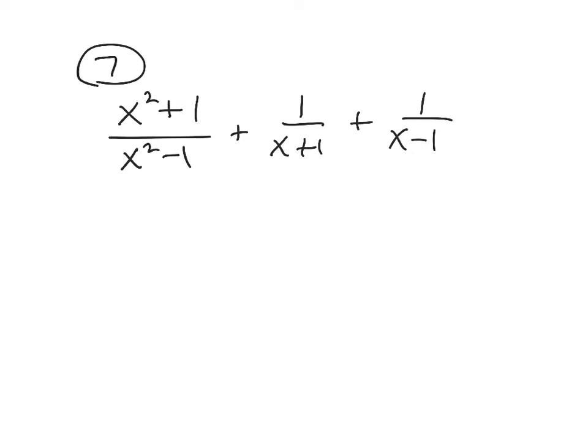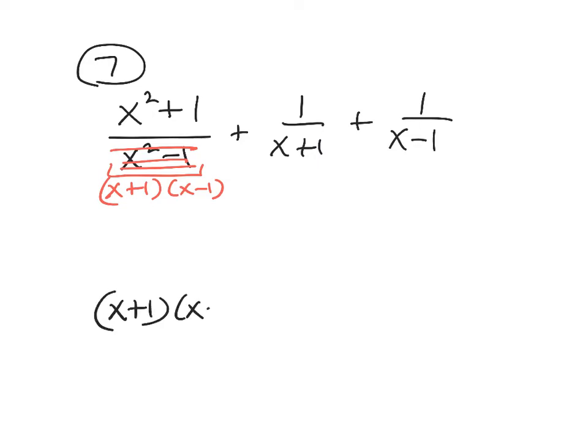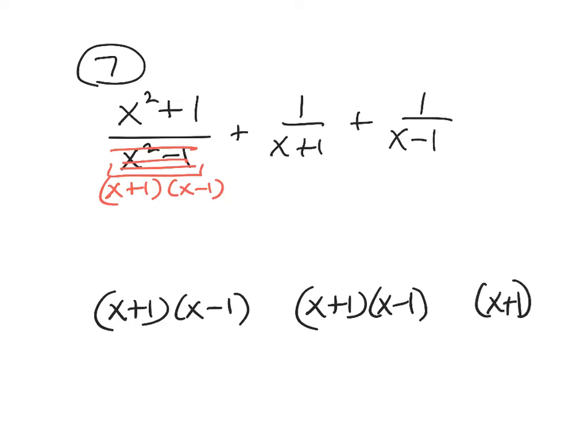When I go to add fractions, I need to factor the denominators first. So this denominator here can be factored. It is the difference of two squares, and it becomes x plus 1, x minus 1. Remember, when you find a common denominator, everything needs to be represented. So my common denominator is going to have an x plus 1 and an x minus 1. And I'm going to write this for all three fractions. And then I'm going to go back and fix my numerators.